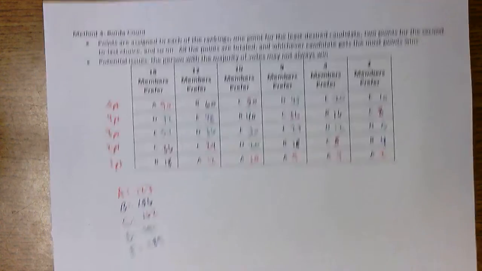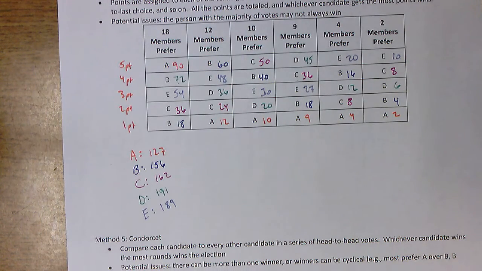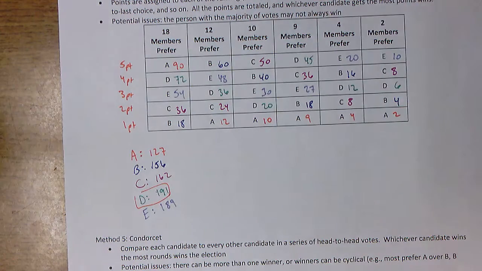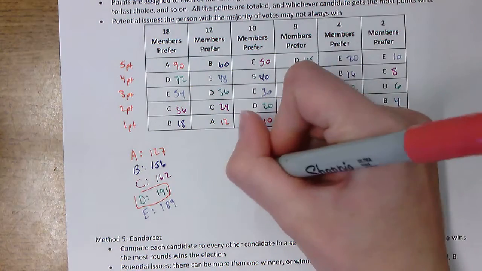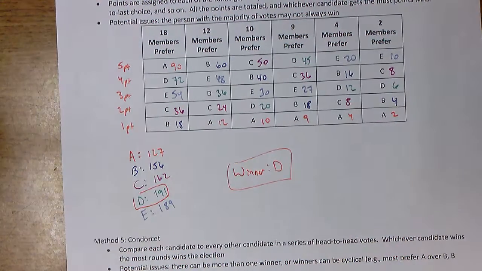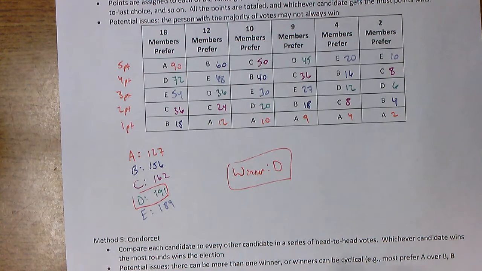All right, so then from there, we would look at all of our point totals to see who actually wins. Well, in this case, D ends up with the most points, right? So using our Borda count, our winner would be candidate D. Okay, so we've got this kind of option.